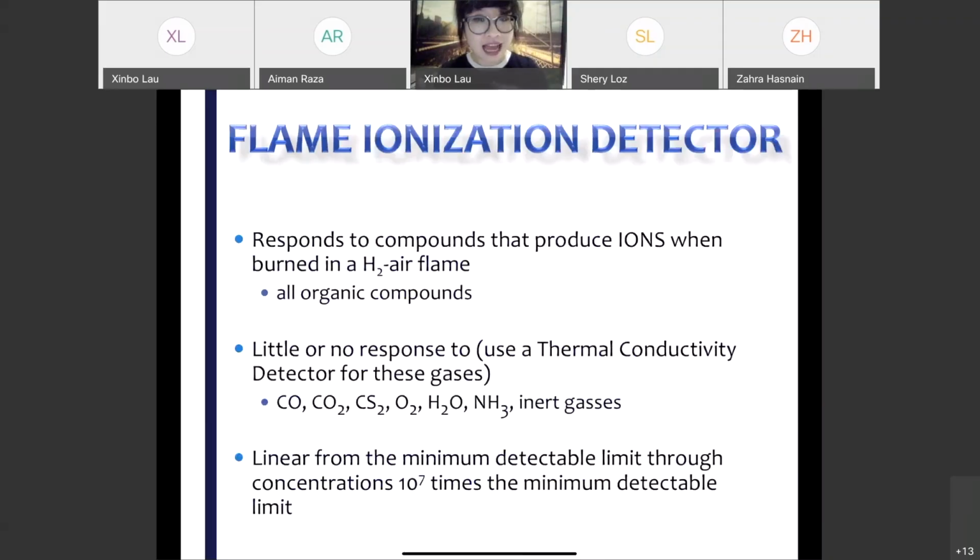And actually for the Orgo lab I taught before at a different university, we used GC with the detector as FID. It was an Orgo lab, we synthesized compounds and used GC to analyze our samples. Of course, FID is a good choice because it's good for all organic compounds. And it has little or no response to the following gases listed over here.